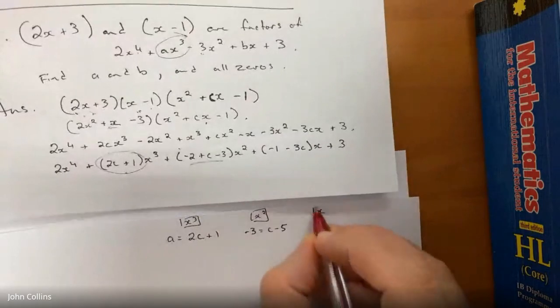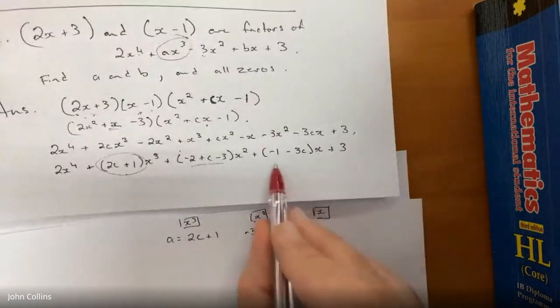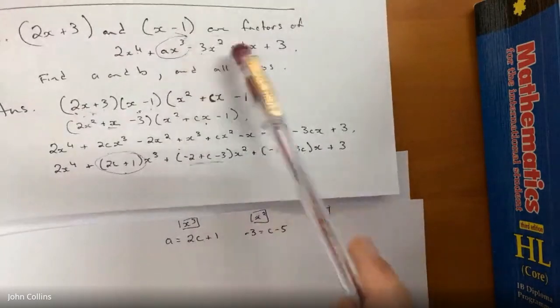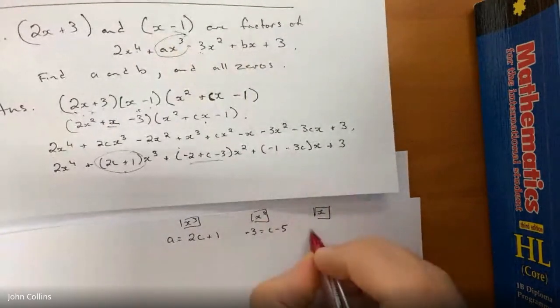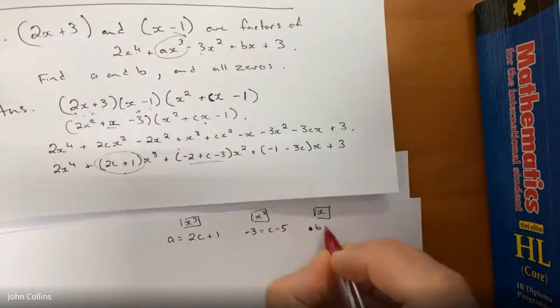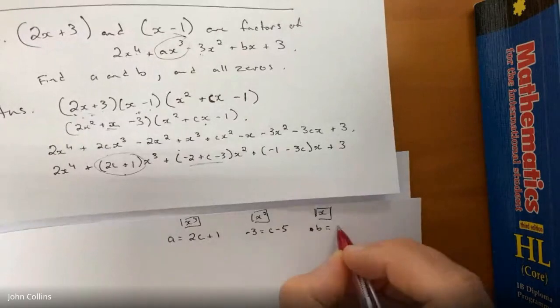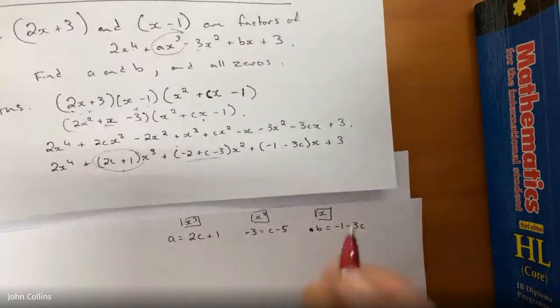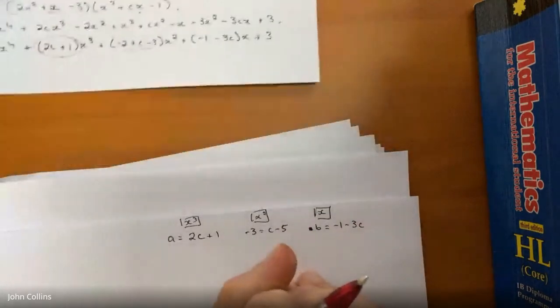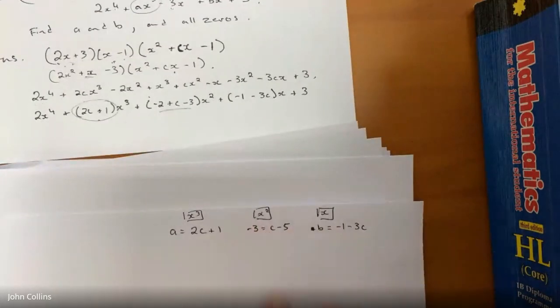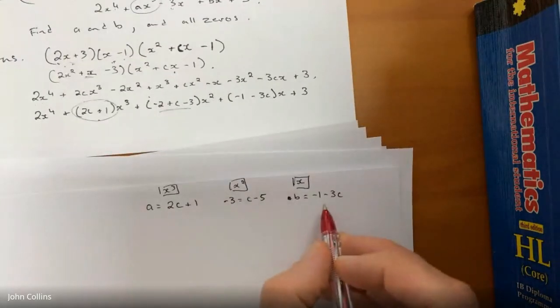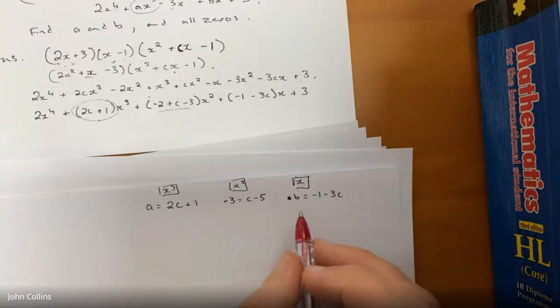From the x, up here I have a b. Not plus b, I'll just put in b. Minus 1 minus 3c. Okay. So what I have here are 3 equations, 3 unknowns, a, b, and c, and I can just solve them.